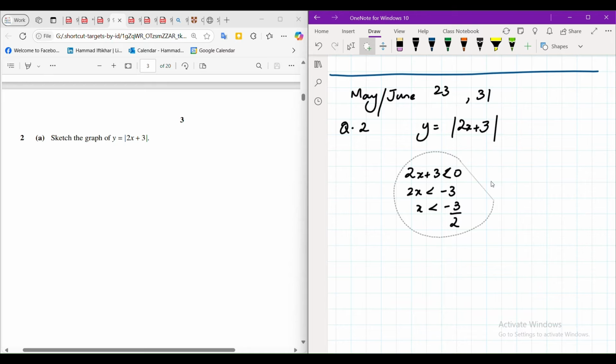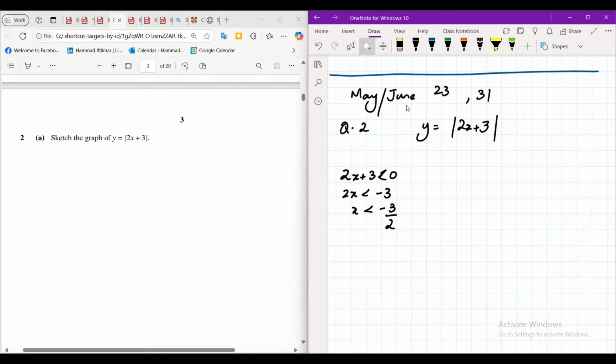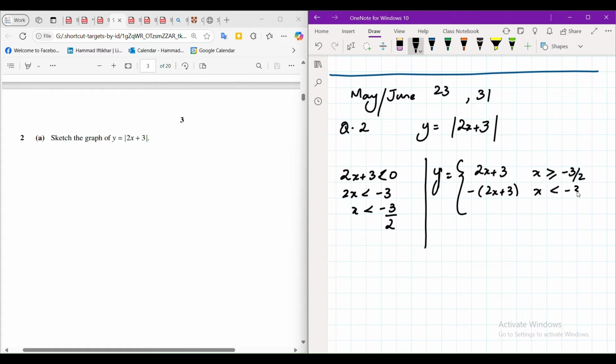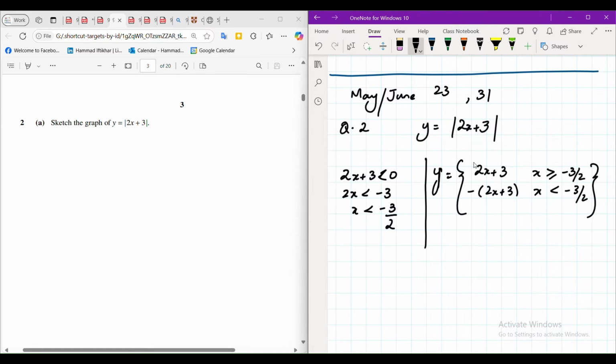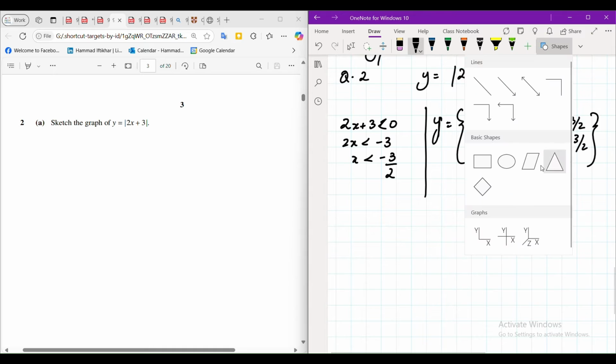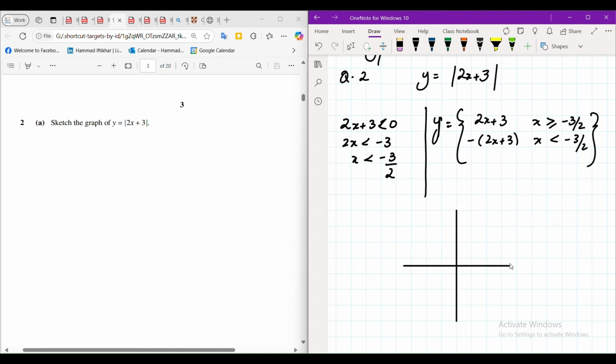So the function can be written now as a piecewise function, y. It remains 2x plus 3 when it is greater than or equal to negative 3 over 2, but it becomes negative 2x minus 3 when it is less than negative 3 over 2. So it's still V-shaped, but we now know the location.